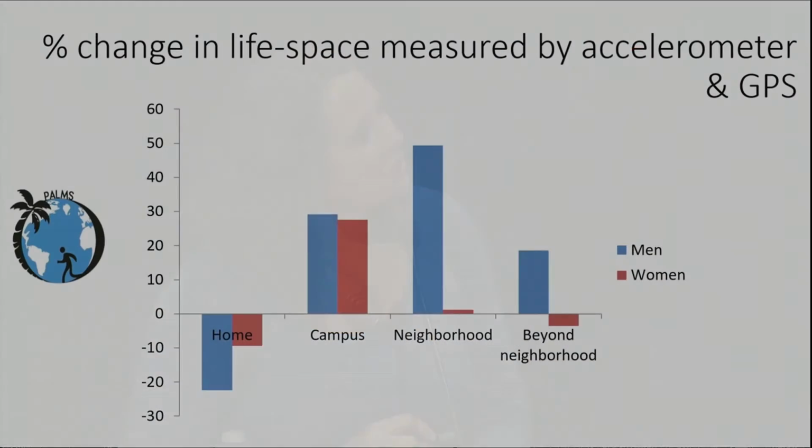So what we did in our physical activity intervention trial was had both GPS and accelerometer on our older adults, and then created these life spaces. So we had home, campus, neighborhood, and beyond the neighborhood, because they were in these retirement community campuses.